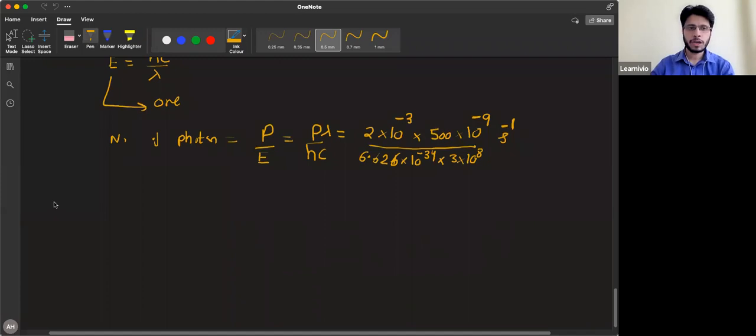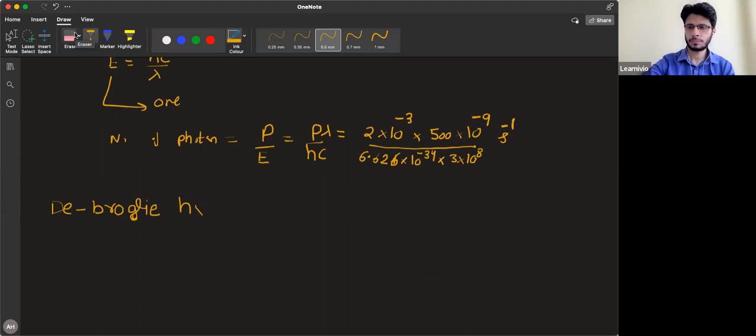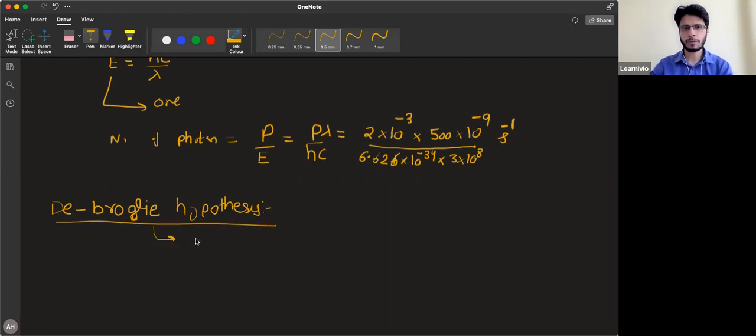Next is de Broglie hypothesis. The de Broglie hypothesis introduced the concept of matter wave.